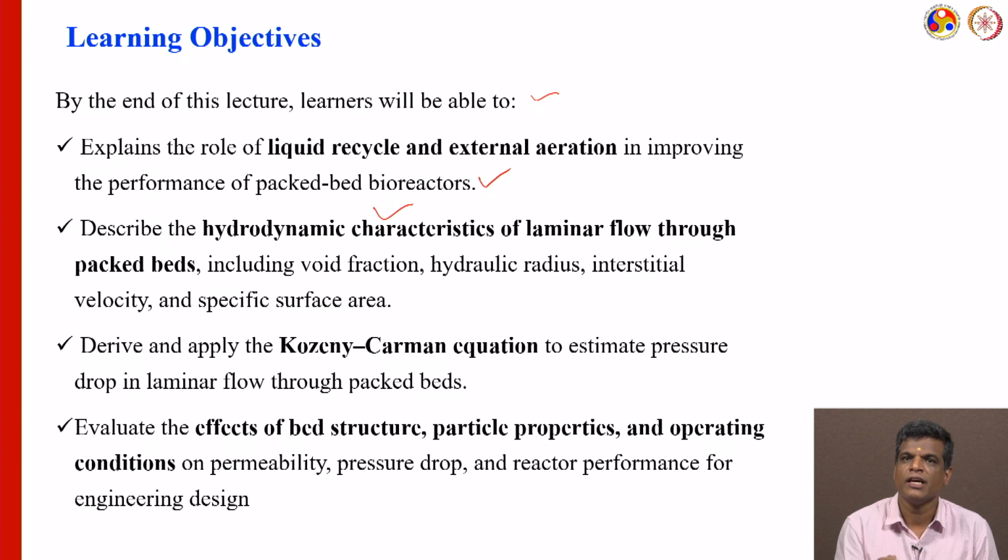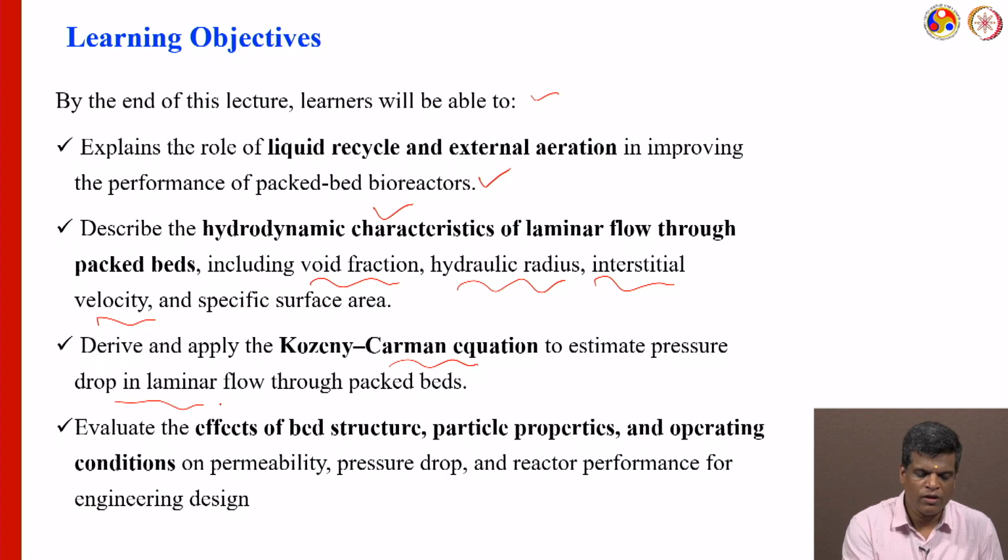There are two types of flow, one is the laminar flow, the other one is the turbulent flow. We are going to talk only about laminar flow first, and in the next class we will talk about the turbulent flow. So, it includes void fraction, hydraulic radius, interstitial velocity, then the specific surface area, and how to derive and apply the Kozeny-Carman equation to estimate the pressure drop in laminar flow through a packed bed.